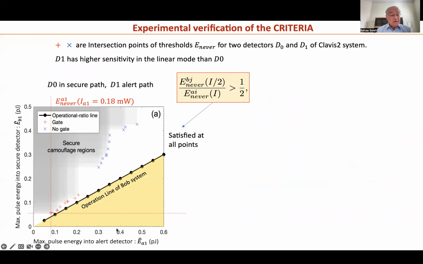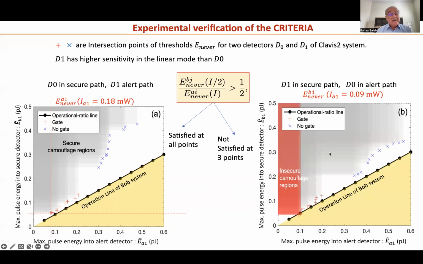Then we did this plot showing the safe region, by plotting the E trigger in the alert detector parametrically against the E trigger in the other secure detector. And the crosses that you see here in two colors are the values that turned out to be fully in the secure region. That's what we call the camouflage region. This is when the two detectors were placed, one in the secure path and the other in the alert path. You see here, we switched them around and found out that we are safe with the exception of a few points that fall in the wrong region.